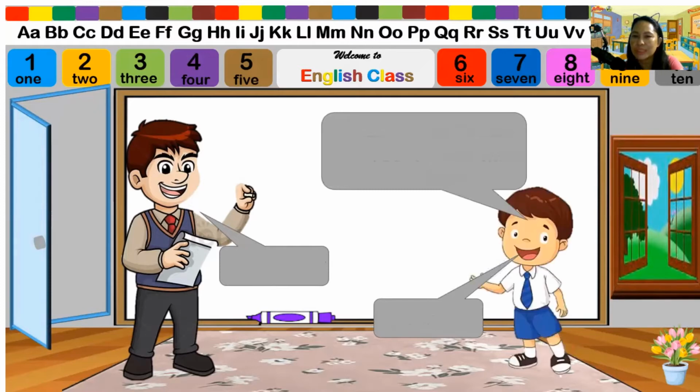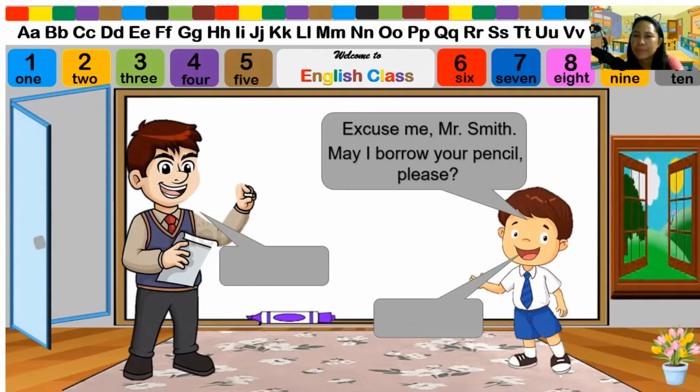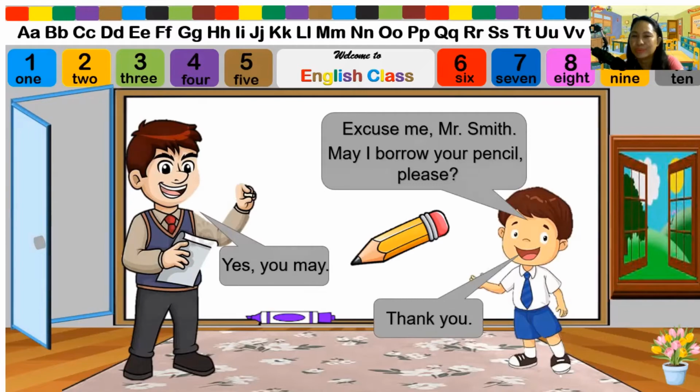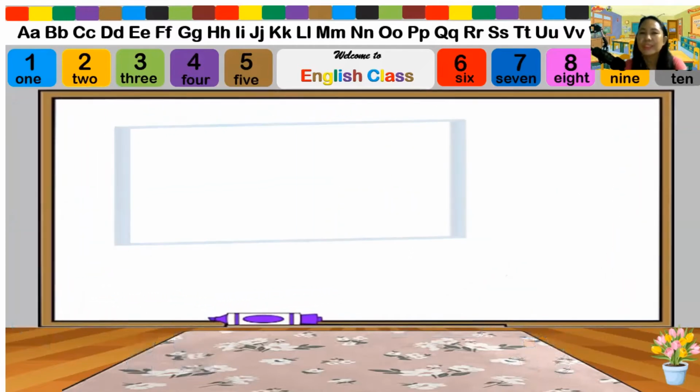Let's keep moving. Okay, call the attention of Mr. Smith. That's right. Excuse me, Mr. Smith. May I borrow your pencil, please? Okay, that's the pencil. And then Mr. Smith got a pencil, so he's lending it. He's allowing us to borrow. So he will say, yes, you may. Then we say, thank you. Don't forget to say thank you.